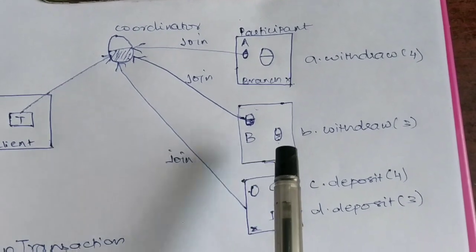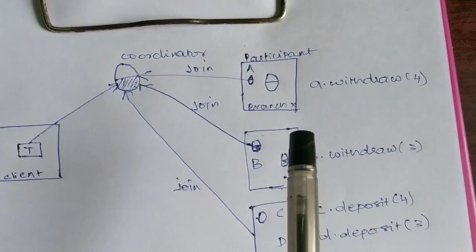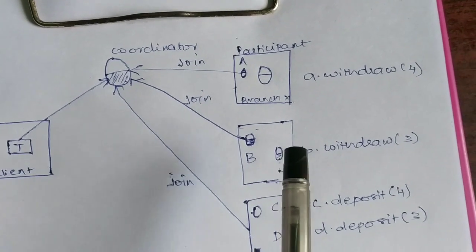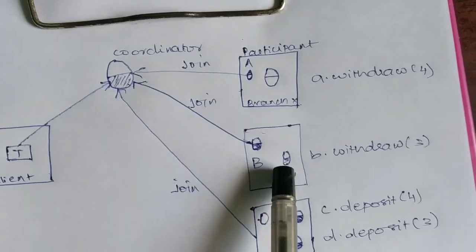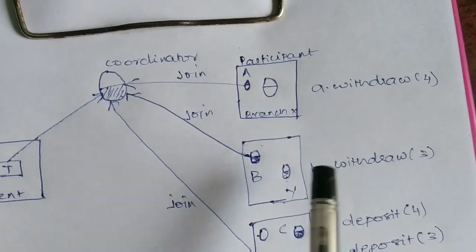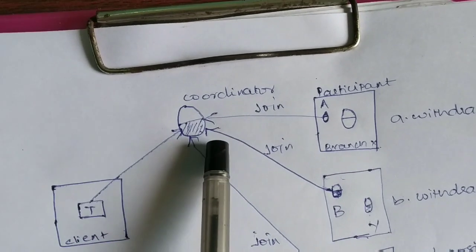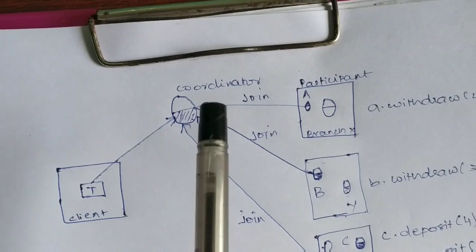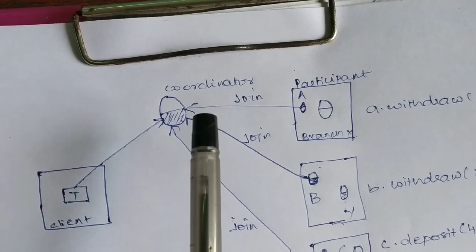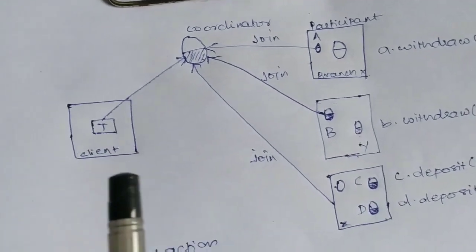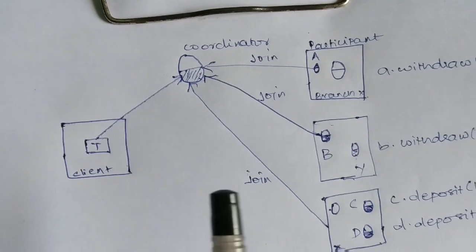Sometimes, if the object cannot complete its transaction, the participant also has the right to abort the transaction. After aborting, it will send the information to the coordinator, and the coordinator will send the abort transaction information to all the other participants and the clients involved in the transaction.